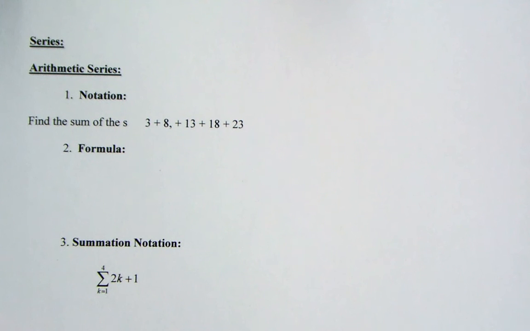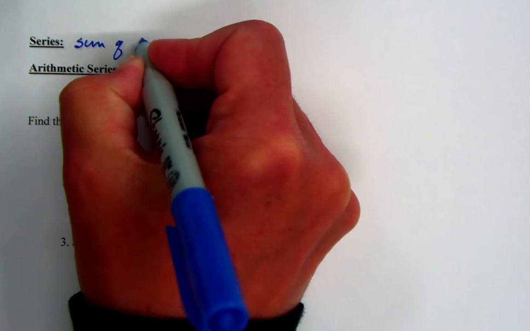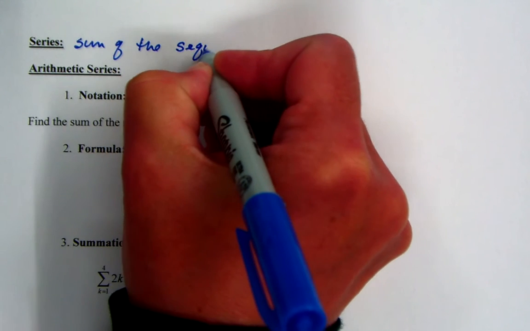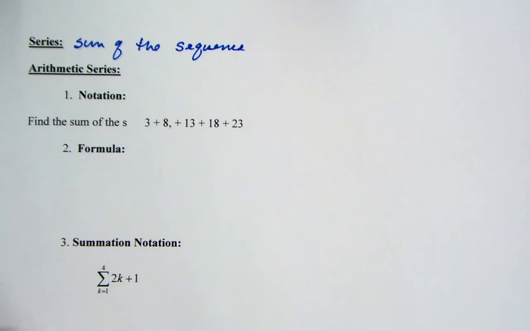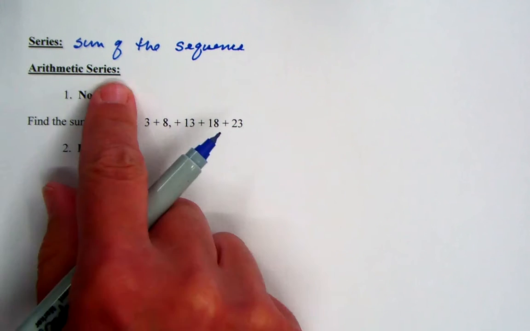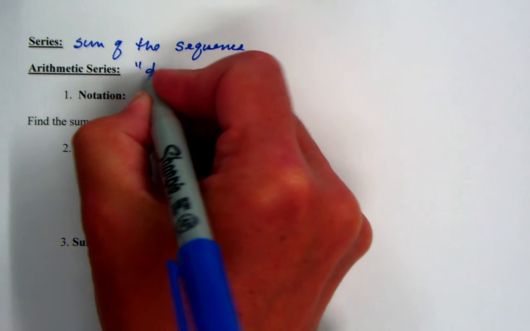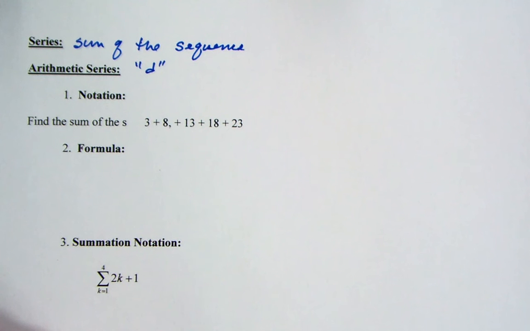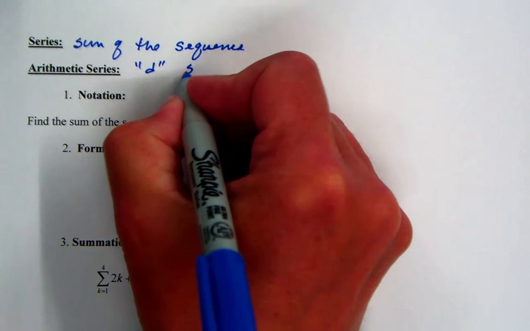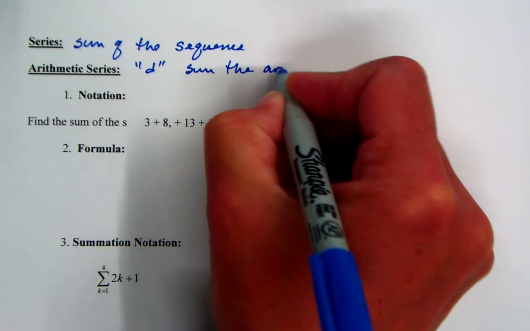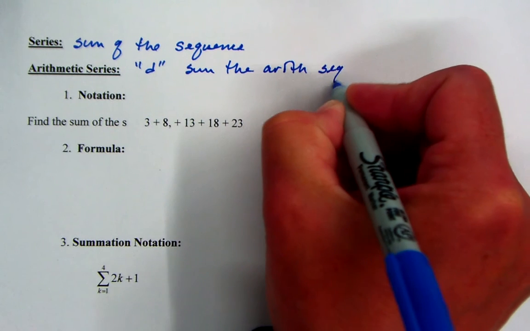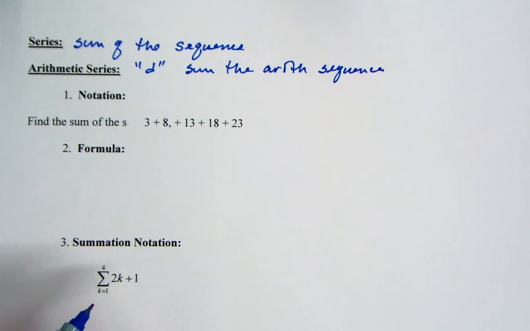But before we were doing a sequence, now what I want to do is find the sum of the sequence. So remember, a sequence is either arithmetic or geometric. Arithmetic has the D, so that's what we call arithmetic. We're either adding or subtracting. So an arithmetic series is we're just going to sum the arithmetic sequence. So the two words that you need to know: a sequence is a list of terms, a series is the sum of the sequence.